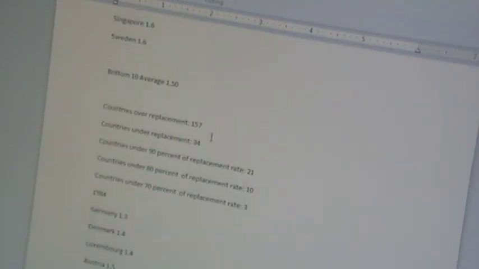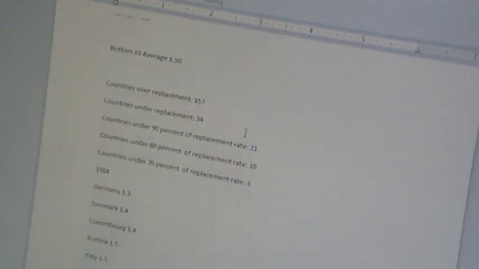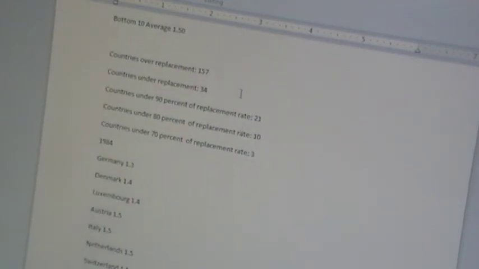Germany now, again, they're still low at 1.3. That's a concern. They're under the 70% replacement rate, and so that's not a good thing. And Italy is 1.5, Netherlands 1.5, Switzerland again. Singapore pops up, if you noticed, for the first time. It's one of the first Asian countries to say, hey, let me have a crack at this. It won't be the last Asian country. Now the bottom 10 average is 1.5. Countries over replacement, 157. Under replacement, 34. Kind of rebounded a little bit that year.